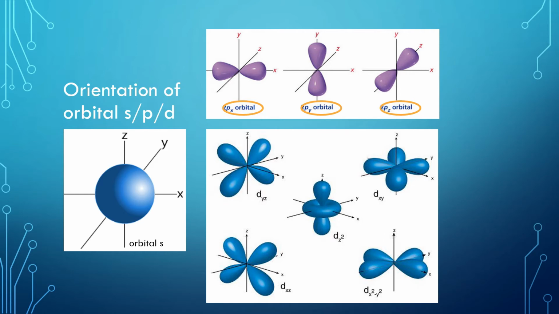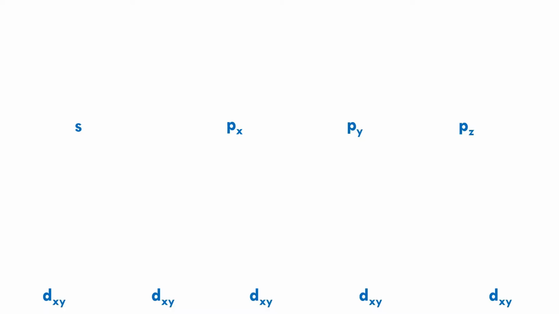Orbital D has five orientations. The five orientations are Dyz, Dxy, Dxz, dx square y square, and dz square. Draw orbital S, P, and D.